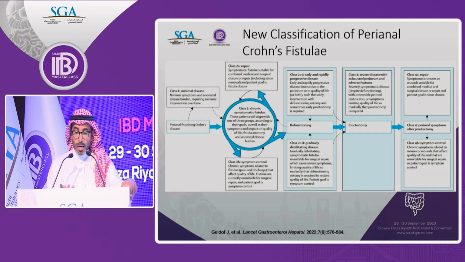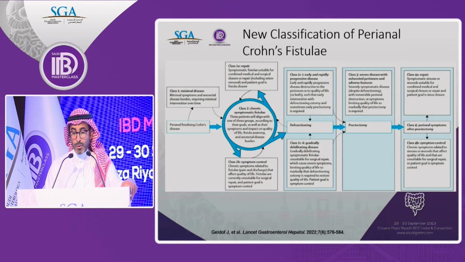Class 2C, either you go with class 2C A or B, or 1 and 2. So early rapid progressive disease that dramatically progresses and destroys the perineum and disturbs the quality of life. In this situation, you cannot manage this patient with surgical or medical treatment. You go with defunctioning, meaning resting them by doing an ileostomy.